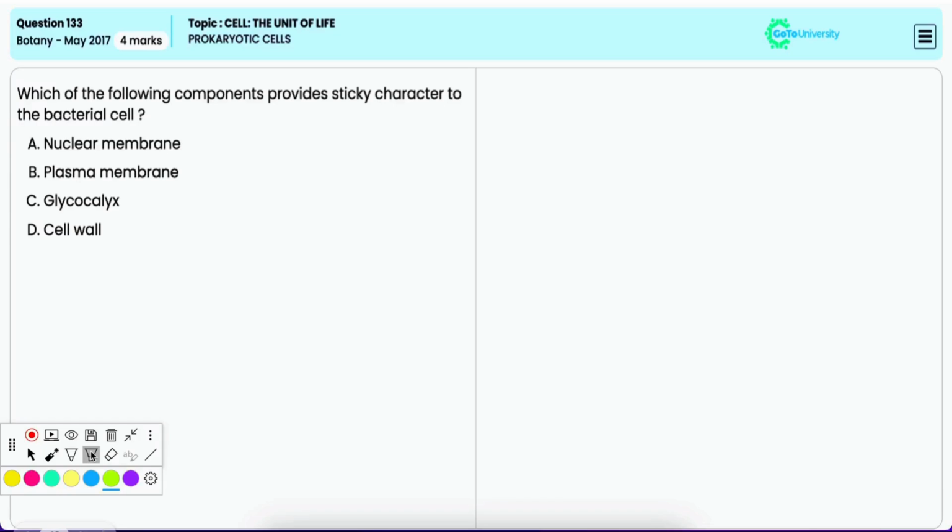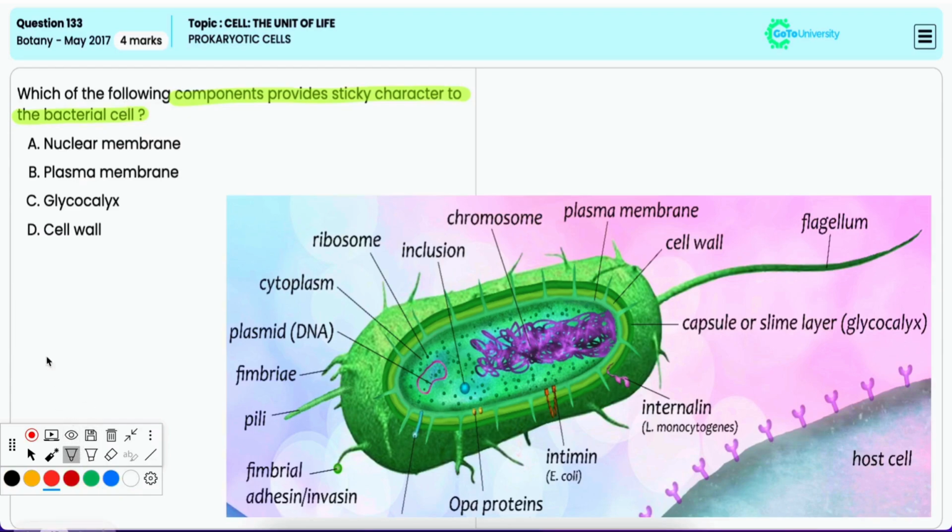In this question, you have to identify which of the following components provide sticky character to the bacterial cell. Option A, nuclear membrane. It is incorrect because bacteria lack a nuclear membrane as they are prokaryotic organisms.